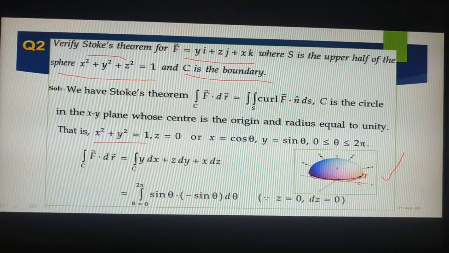So anyway, I want to find out, maybe along this boundary some force field vector will be there, how much work will be done. You can interpret that physically, right? So in the xy plane, whose center is the origin and radius is equal to unity, if z is equal to 0, then I will get the circle. That is what I am telling.